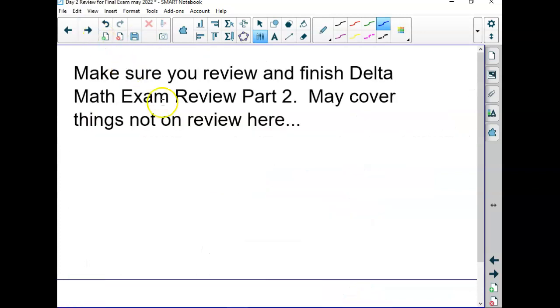Okay, there are definitely a couple things that are in the Delta Math practice that are not practiced on here, like plotting a point for a polar, more limits practice. I don't remember what else.